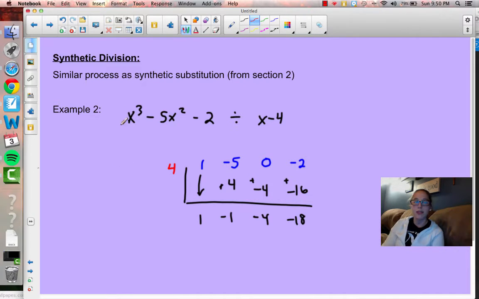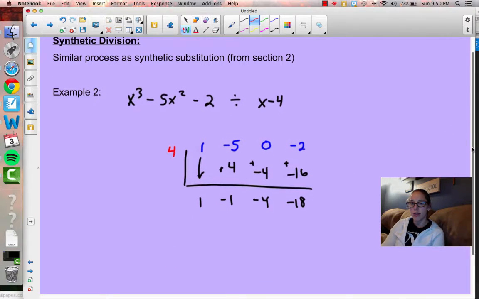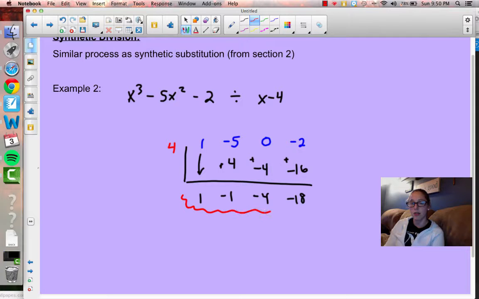So if our highest exponent was a 3, our answer now is going to have an exponent of a 2. So what we're going to do is take the numbers that we've gotten down here, kind of squiggle around them, and write a new equation with them. Our highest exponent is going to be a squared, so this is going to be the coefficient, 1x squared. It's a squared because this was a 3 and we go down 1.